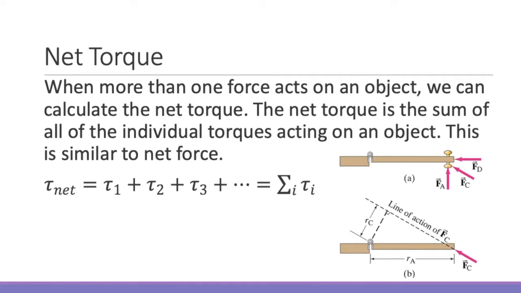So far, we've looked at calculating torque due to one force acting on an object. When more than one force acts on an object, we can calculate the net torque. The net torque is the sum of all of the individual torques acting on an object, and this is similar to net force. To calculate a net torque, you select the pivot point or the axis of rotation, and then calculate the torque due to each force acting on the object in reference to that axis of rotation. Then we add up all of the torques, and this gives us the net torque.